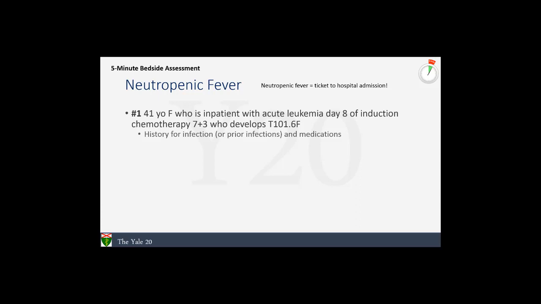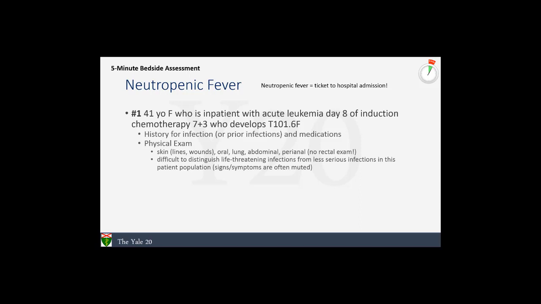Things that you want to look for are history of infection or prior infections, and quickly look at the medication list when the nurse calls you to the bedside. And then when you look at the patient, things that you want to focus on are physical exam. You want to look at potential sources of the infection. So in particular, you want to know if the patient is ill appearing or not ill appearing. You want to look at things like skin to see any lines or wounds that may be a source.